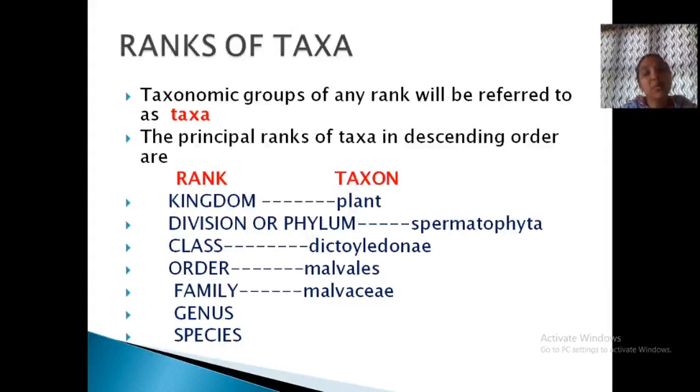So a group of similar species constitutes what? Genus. A group of similar genera constitutes what? Family. A group of similar families constitutes an order. Likewise it goes on, so one is included in the other. So the basal taxon on which everything is based is what? Species.